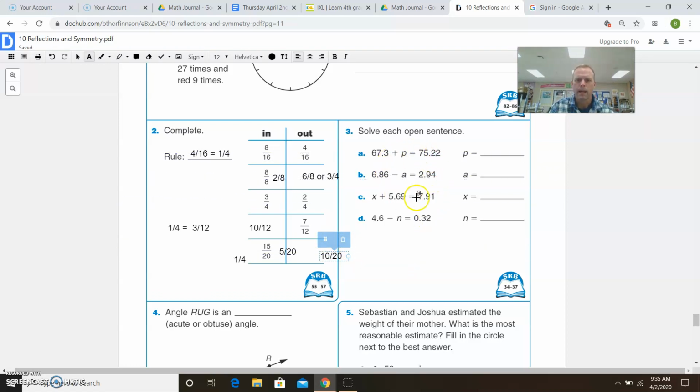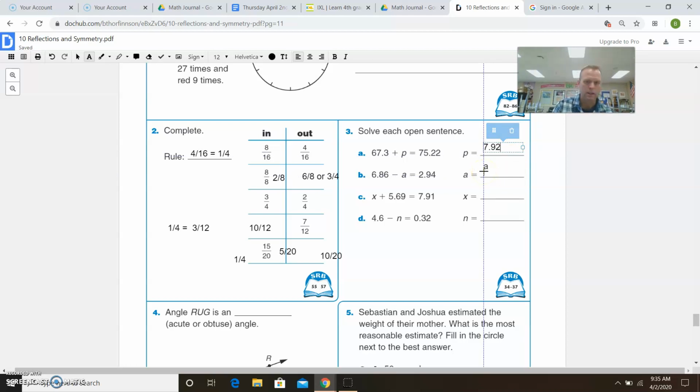Okay, these problems, I'm going to let you go on these, but for these, you're just simply finding the difference. So 67 3/10 plus what number is going to give us 75 22/100? You're just taking those two numbers. You have to subtract to get the answer to this one. Hopefully you have an answer for that one, but it's 7 92/100 when you subtract those.